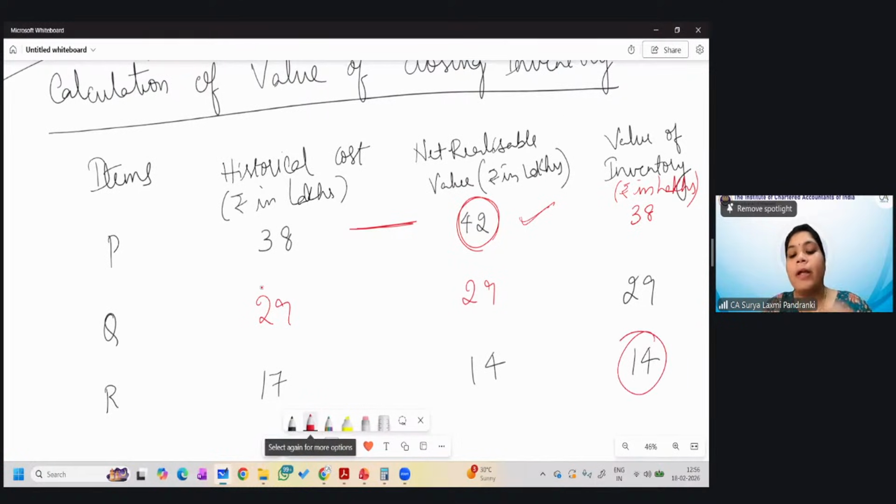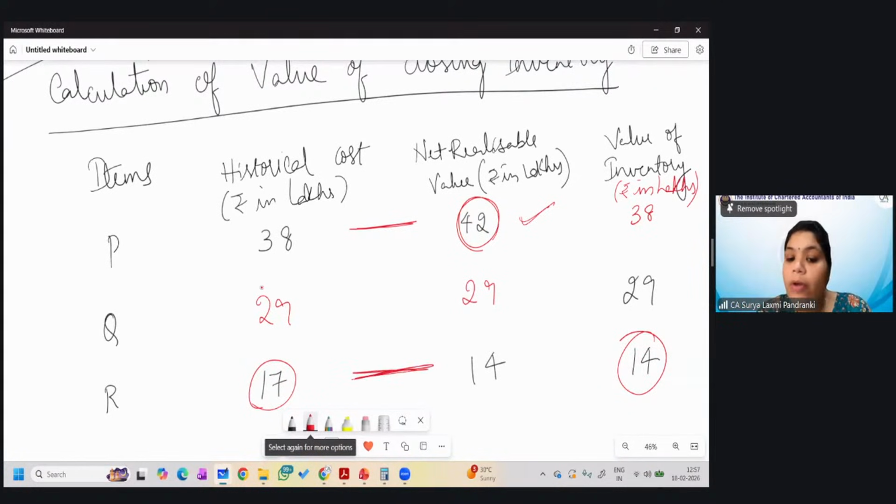Now, in this case, what happened? The NRV is lower, which means I purchased for 17 lakhs, but now in the market, it is only 14 lakhs. It is because the product has become obsolete or is not being used by many people. The value has come down. Now, can you still say that I will show only cost, that I purchased it for 17 lakhs, so my closing inventory is 17 lakhs? It is not possible because the standard says, though you have purchased it for 17 lakhs, it can't be realized at 17 lakhs. The value in the market is only 14. So be prudent, show at a lower price only.